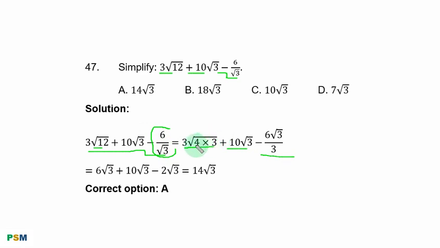Root 4 is 2. 2 times 3 is 6 root 3 plus 10 root 3 minus divide 6 by 3. You have 2 root 3. When you add and subtract, you have 14 root 3. The correct option is A.